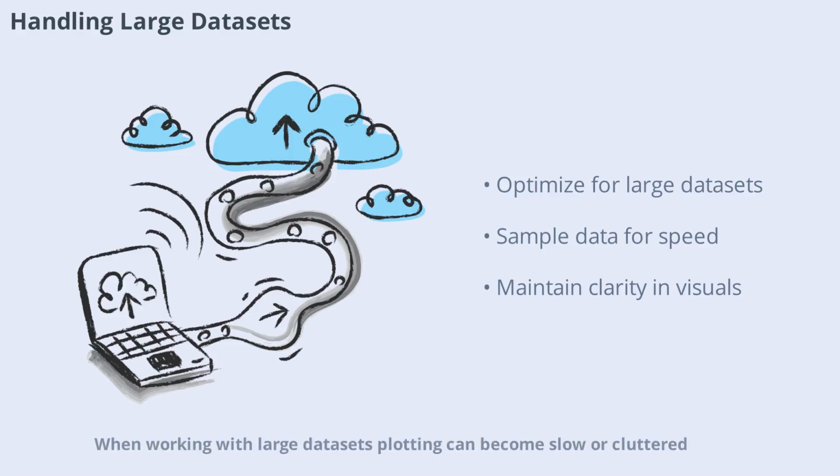In working with large datasets, plotting can become slow or cluttered. Matplotlib offers options to optimize performance, such as plotting a sample of your data or using more efficient plotting functions. You can also adjust plot resolution and simplify visuals to maintain clarity. These strategies help you visualize big data without overwhelming your audience.